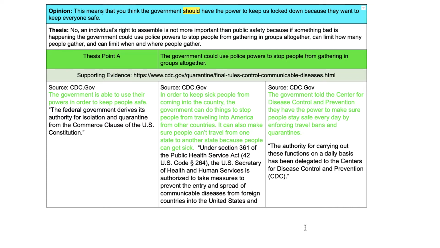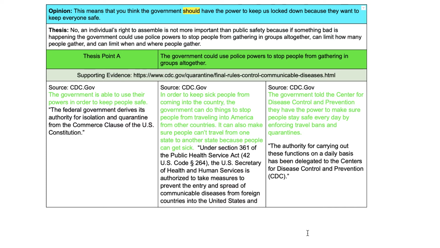So the second part of it, in order to keep sick people from coming into the country, the government can do things to stop people from traveling into America from other countries. It can also make sure people can't travel from one state to another state because people can get sick. Well, okay, that's very important. Those were my words. The government can keep sick people away from each other, so that stops the gathering.